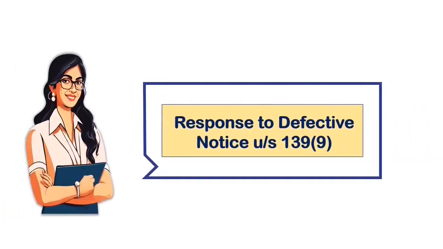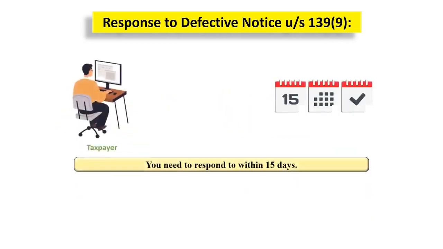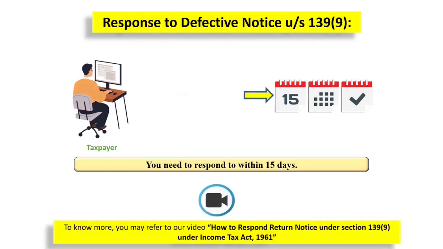Let us now look at response to defective notice under section 139 subsection 9. This is a notice which is issued by the income tax department if there are certain errors or omission in your return. You need to respond within 15 days. You may refer to the video on response to defective notice under section 139 subsection 9 to know more.